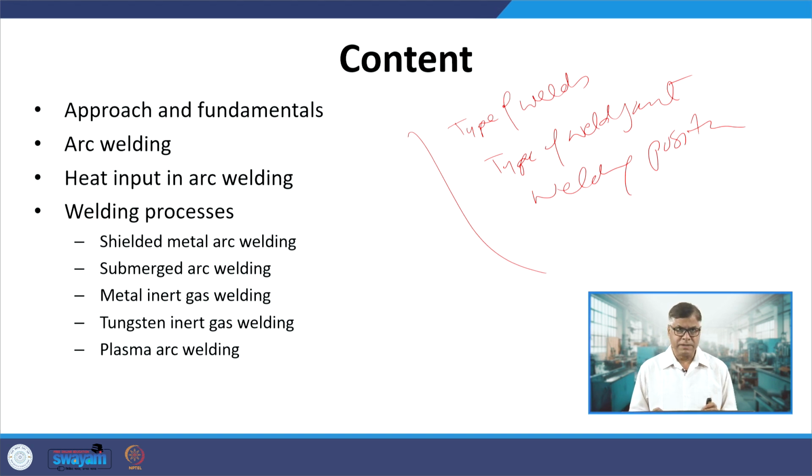And the common arc welding processes like shielded metal arc welding, submerged arc welding, metal inert gas arc welding, tungsten inert gas arc welding, and plasma arc welding. We will try to talk about the basic aspects related with these processes too.